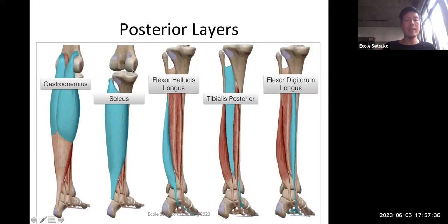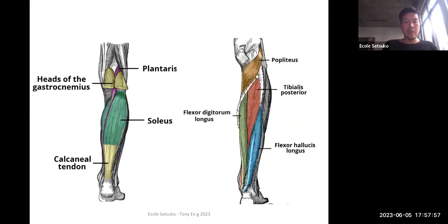So layer 1, layer 2. Layer 1, gastrocnemius, layer 2, soleus, and all these three are on the same layer. So tibialis posterior right down the middle, hallucis on the lateral aspect, and the flexor digitorum on the medial aspect right there. So here's another image of just all that layering. Soleus right there. You see here the gastrocnemius is cut, so you can see right under. And then we have the tibialis posterior, flexor digitorum longus, flexor hallucis longus.